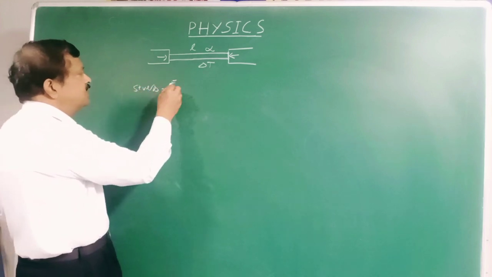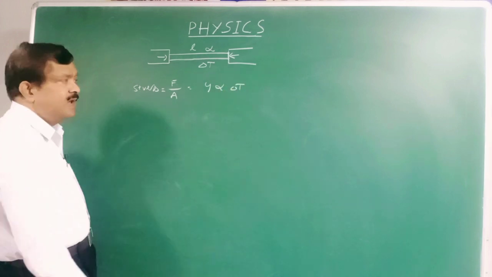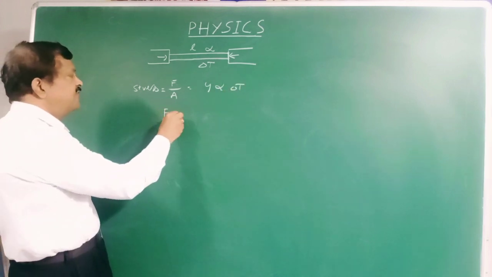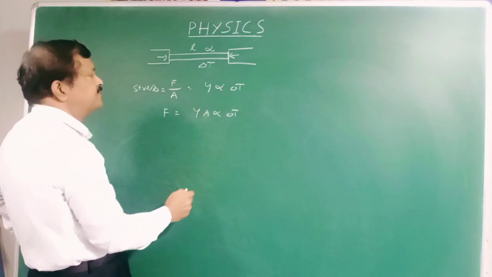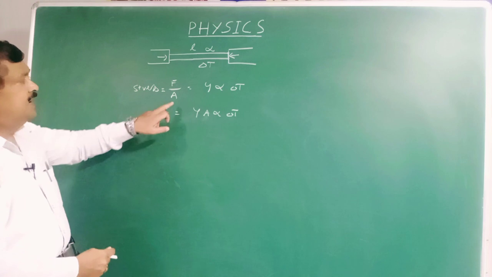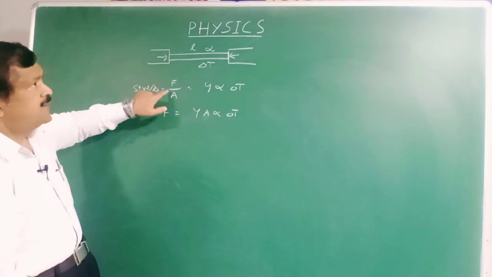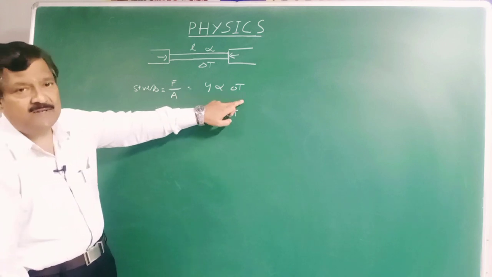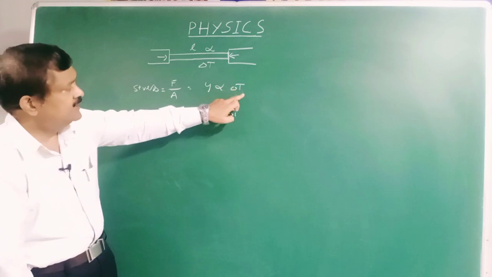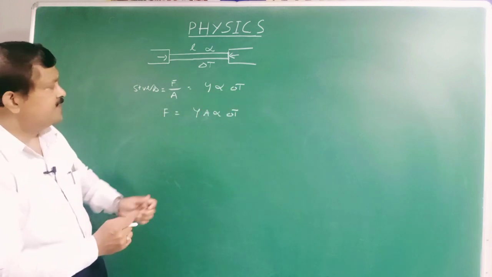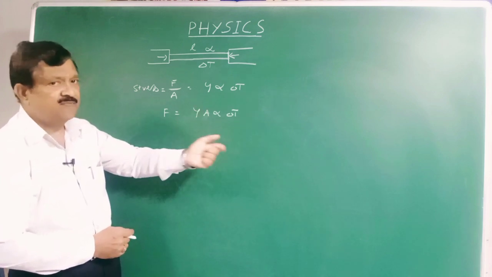Because of that force, we have calculated the stress, and thermal stress is given by the equation: thermal stress equals force by area, which is Y alpha delta T. The thermal force is Y A alpha delta T. So this is the thermal force and this is the thermal stress, measured as force per unit area. It depends upon Young's modulus, the coefficient of linear expansion, and delta T, the change in temperature. In the force Y A alpha delta T, A is the area of cross section.